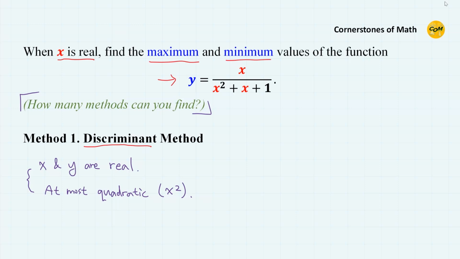The key here is to notice that both x and y can have only real values, and the highest degree you can find is this x squared, the quadratic term. So how can we utilize this knowledge? Well, first, let us rearrange the given relation into x squared plus x plus 1 times y is equal to x.